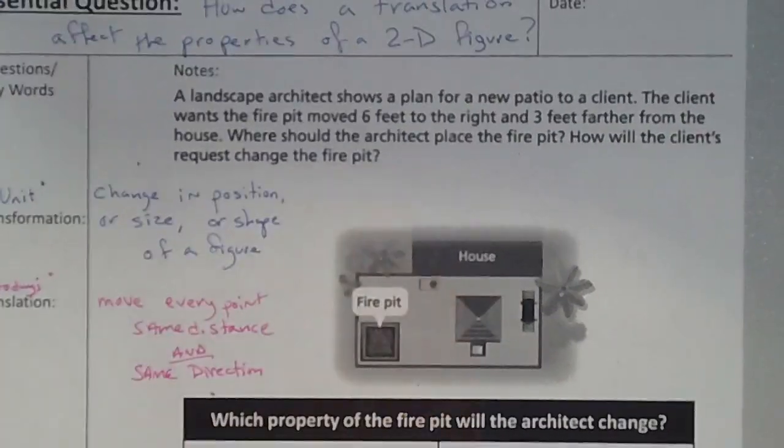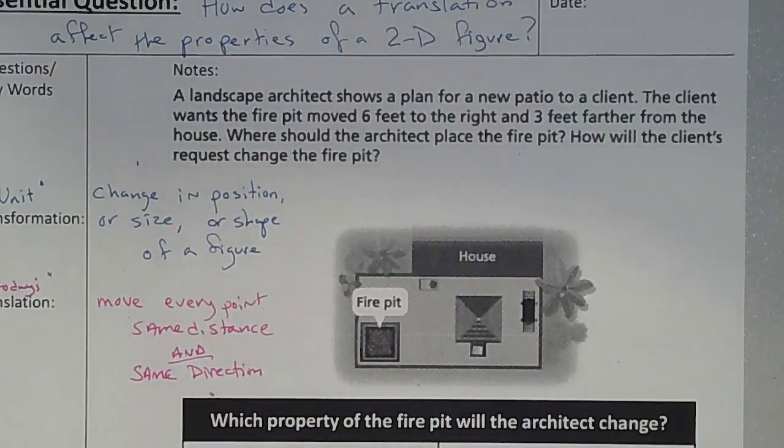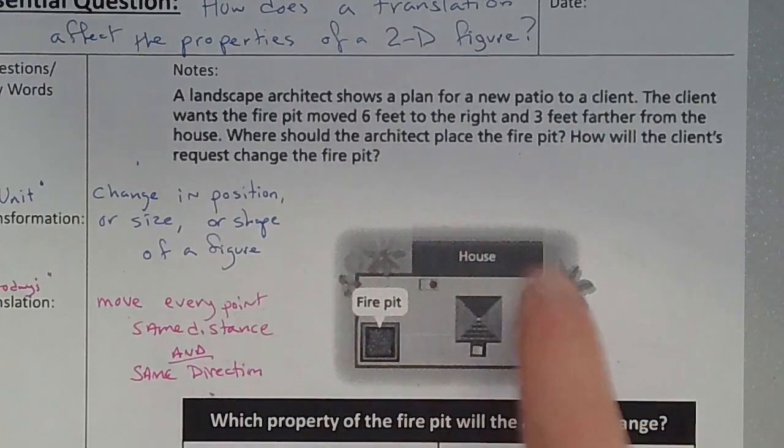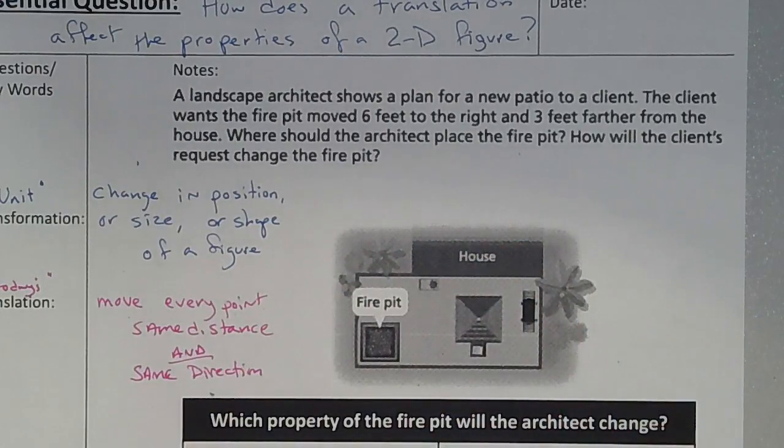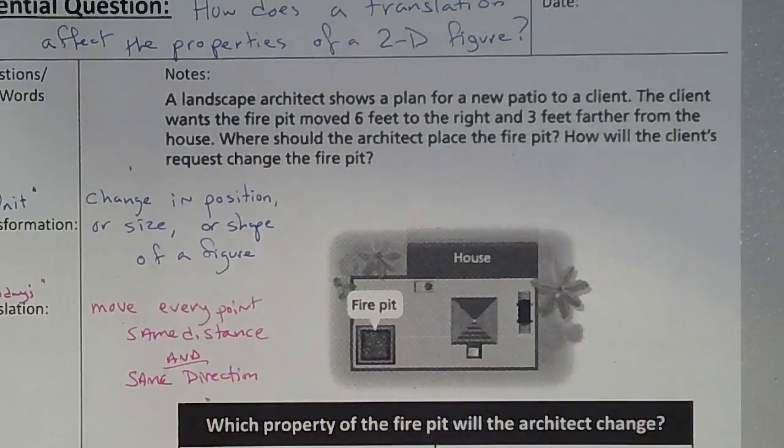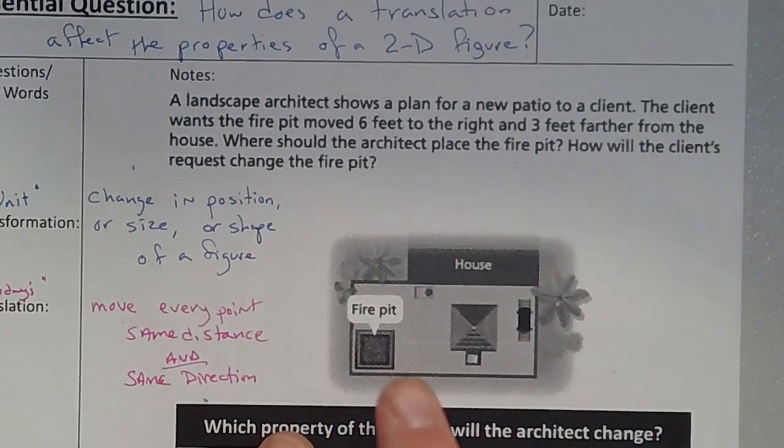Let's look at our prompt. A landscape architect shows a plan for a new patio to a client. The client wants the fire pit moved 6 feet to the right and 3 feet farther from the house. Where should the architect place the fire pit? So here's our fire pit. Wants to move it 6 feet to the right and 3 feet farther from the house. How will the client's request change the fire pit? So if we look at this fire pit, we're going to change 6 feet to the right, 3 feet farther.